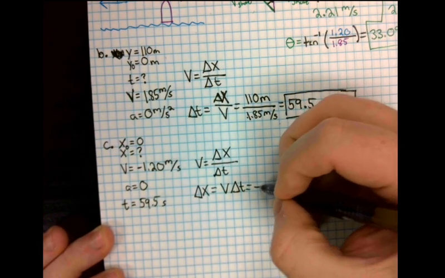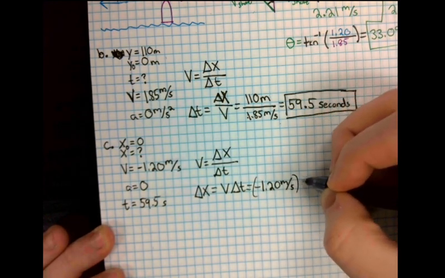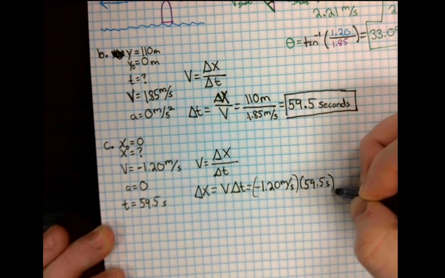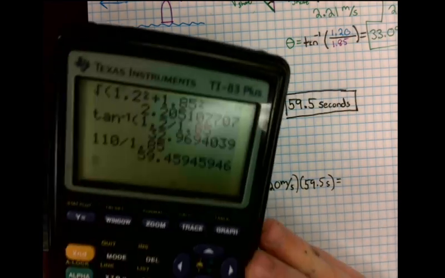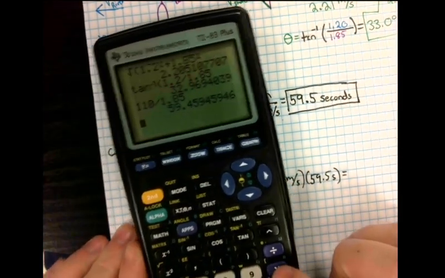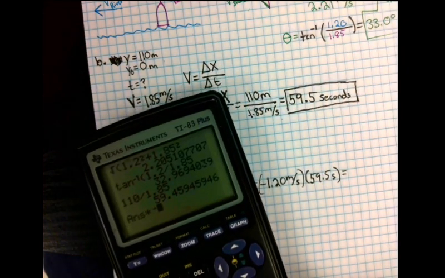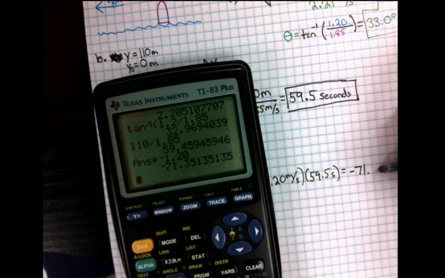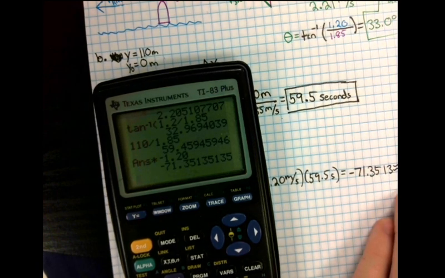So it's going to be equal to negative 1.20 meters per second times our time, 59.5 seconds. Seconds on top, seconds on bottom will cancel out. We'll be left with, and I'm going to carry over this number, I'm not going to use 59.5. So times negative 1.20, I get negative 71.3513, or negative 71.4 meters.